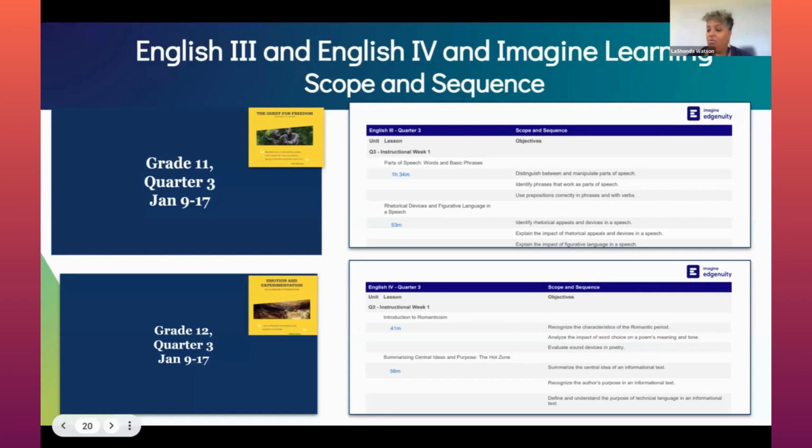The modules were selected to go along with the content for the instructional week. For example, in English 3, the students are reading speeches the first week of quarter 3. So one of the modules selected for the week covers rhetorical devices and figurative language in speeches. In English 4, the students are starting the romantic period. So the module selected for that instructional week covers romanticism. The students will also receive grammar instruction in Edgenuity as well.